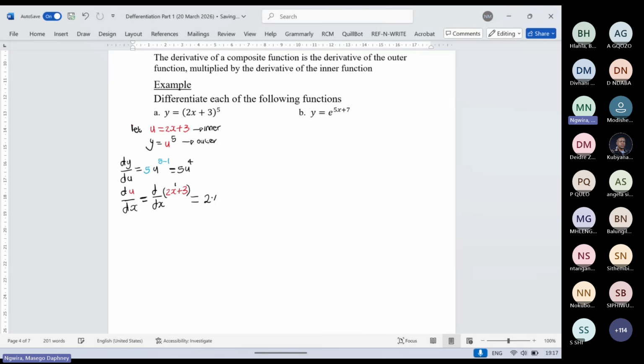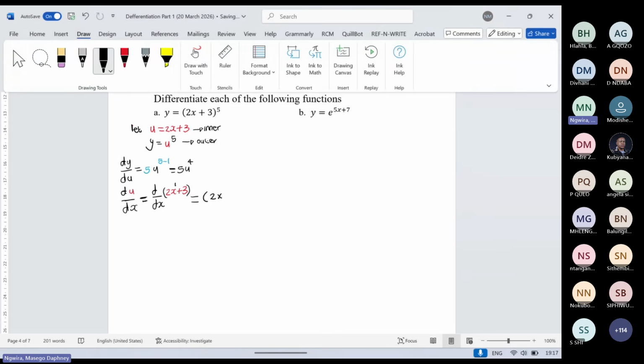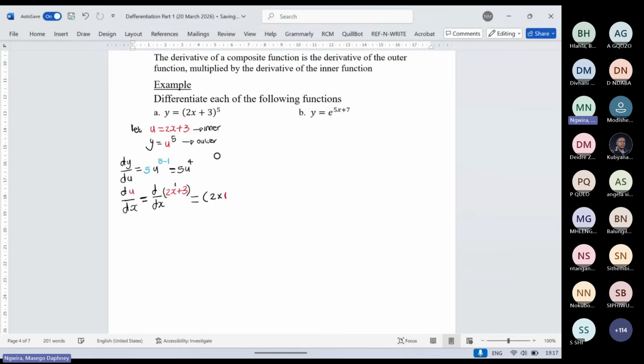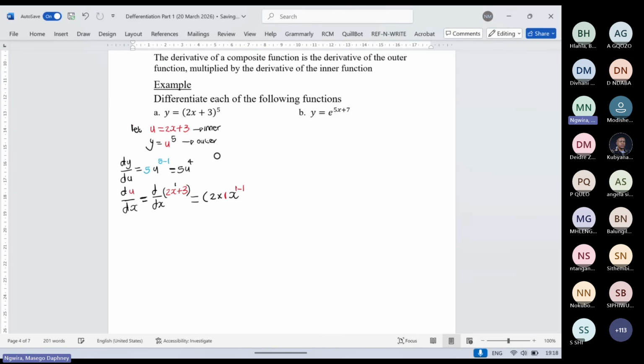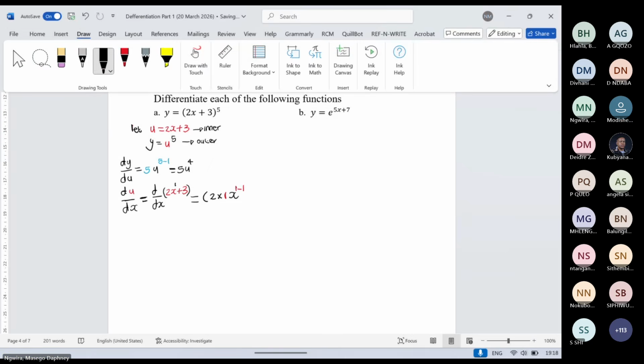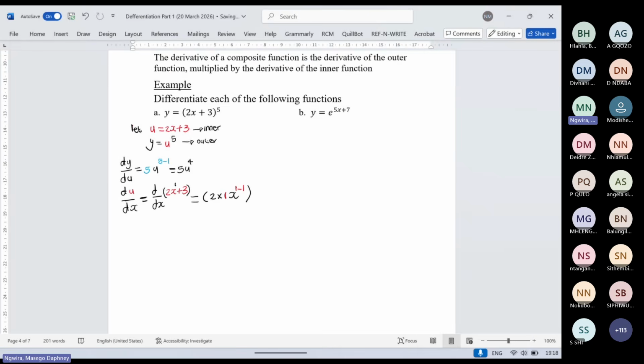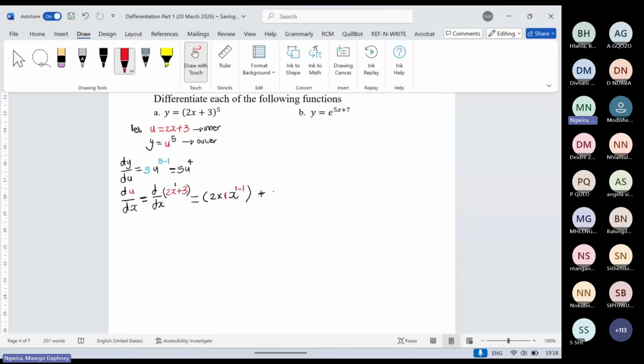Times, someone said I must use brackets, so I'm going to use brackets. We are differentiating 2x plus 3. I'm starting with 2x. So this will be 2, then times x to the power of 1 minus 1. I'm differentiating 2x. And then plus, the derivative of 3 is 0.